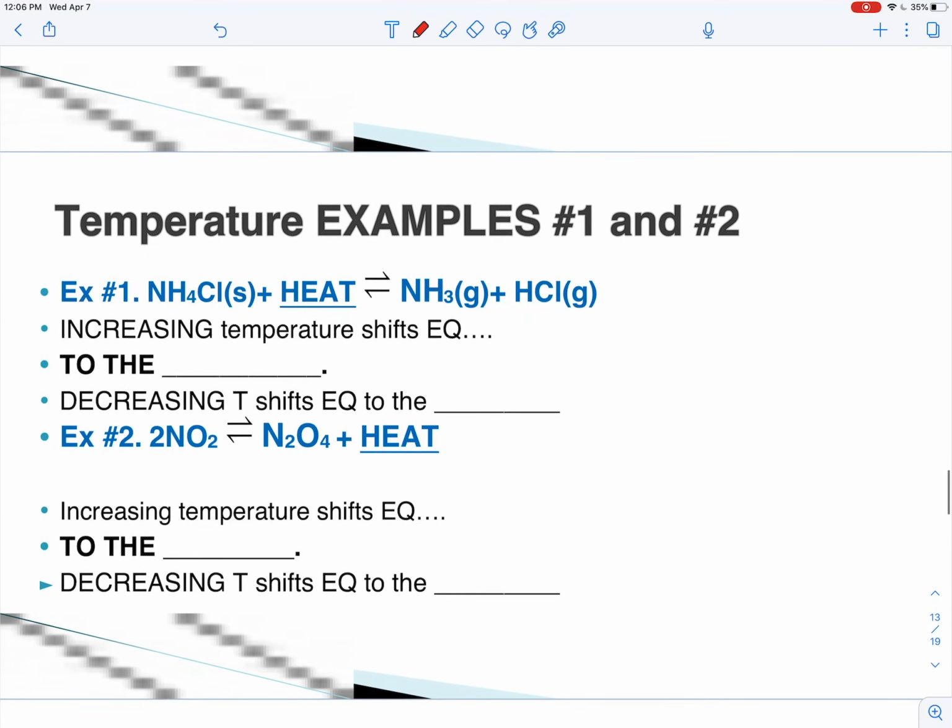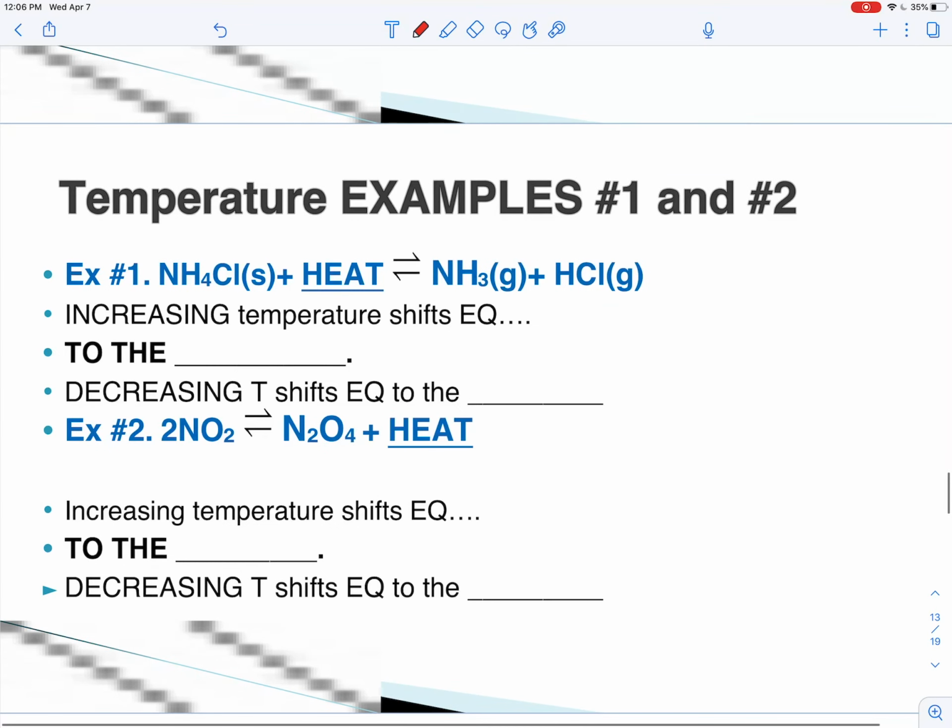So when we're talking about equilibrium changes, increasing temperature, right, that's the same as increasing our reactants. It's on the left side here. So if we increase something on the left side, equilibrium will shift to the opposite side to make up for that increase. Okay?